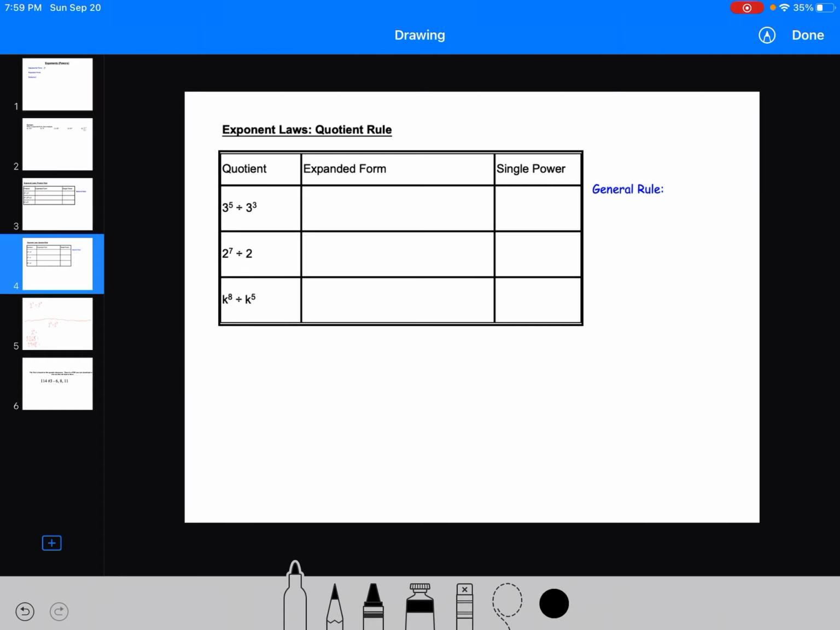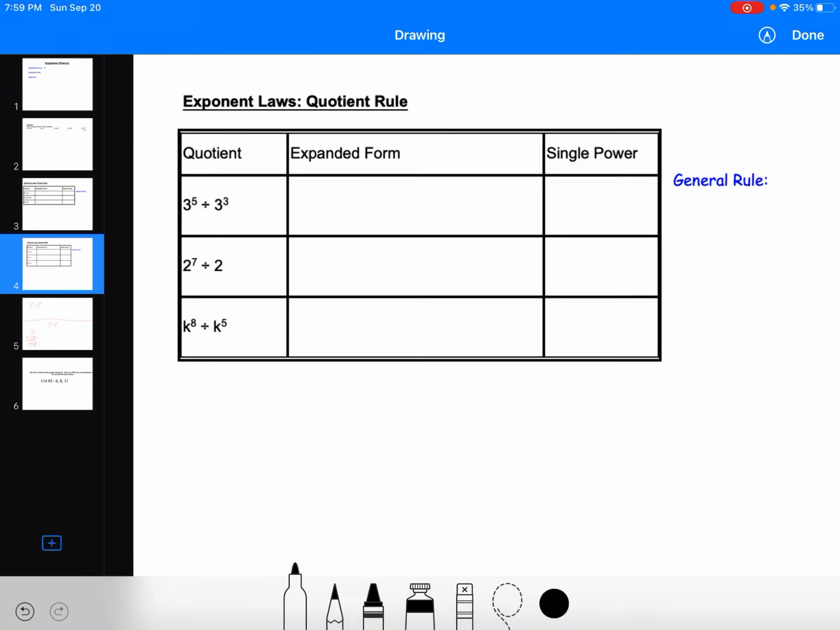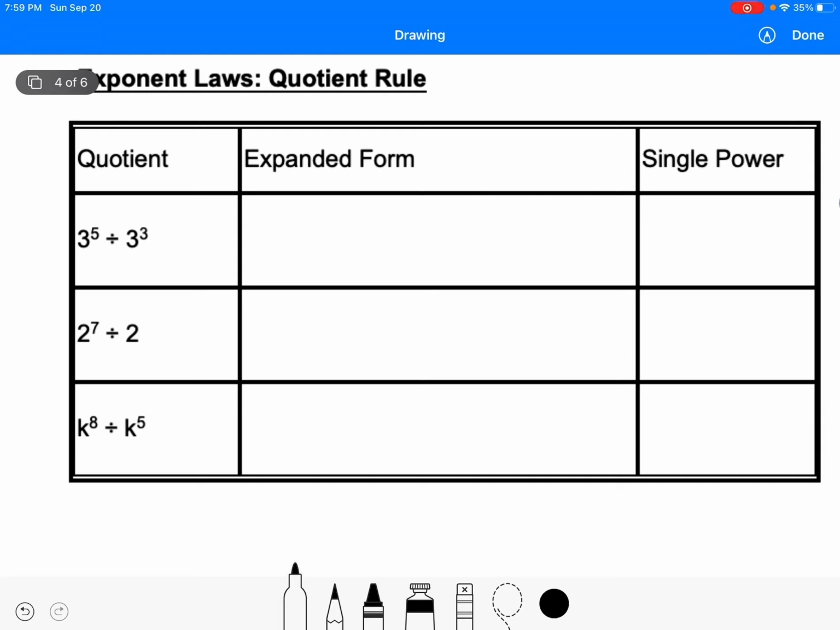Okay? Now, if we look at quotients, now I'm going to write this a little different, because we know that when we're dealing with quotients or divisions, this is also the same as this. 3 to the 5 over 3 to the 3, or 2 to the 7 over 2 to the 1, or k to the 8 over k to the 5. That looks like a 6, so let's change that. 5. Okay, so the reason I'm going to do that is I'm going to actually write these in brackets.